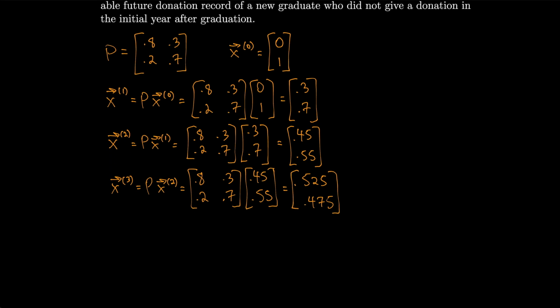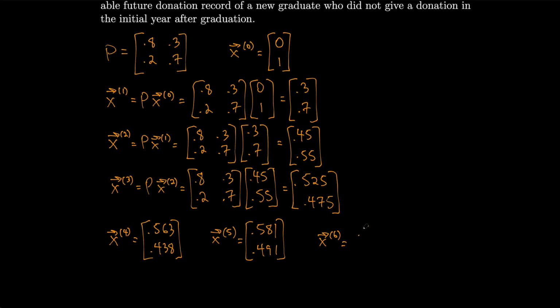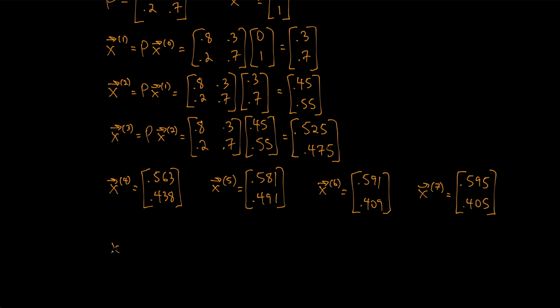If we were to keep going like this, we would get x4 equal to 0.563, 0.438. x5 is equal to 0.581, 0.491. Then x6 is 0.591, 0.409. x7 is 0.595, 0.405. x8 is 0.598, 0.402.